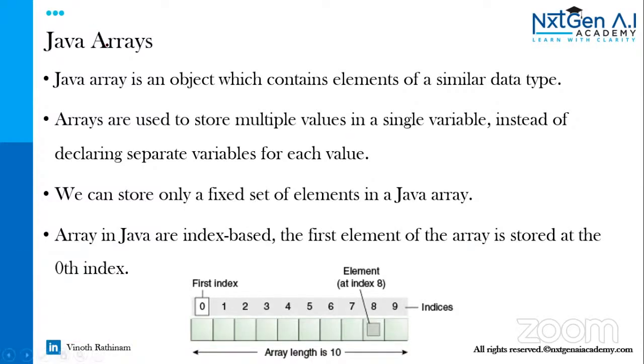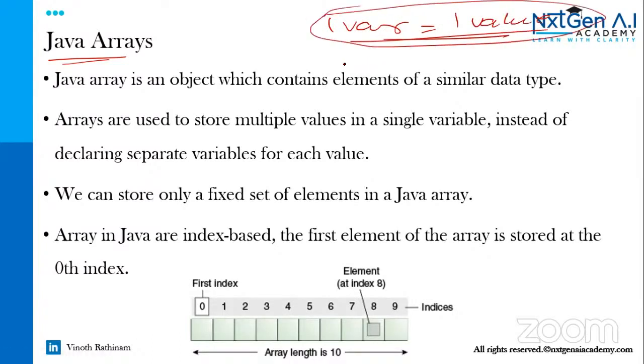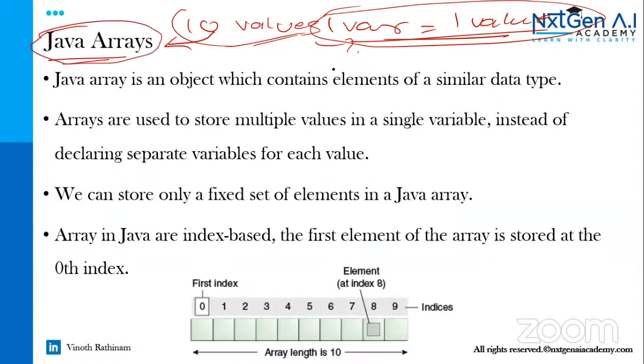Java arrays. Till now, if you have seen all the programs, one variable equals one value. This is what we are using. If you want to declare 10 values, the obvious approach is variable1, variable2, num1, num2, num3, num4, up to num10. That way you're wasting a lot of variable names and values. That concept can be easily implemented with the help of Java arrays.